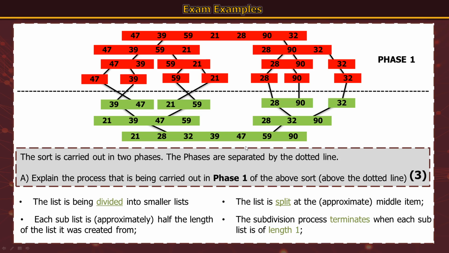And that's how you would get the 3 marks. I just want to talk about this little extra I've got here. Each sublist is approximate halves of the length that it was created from. It depends on how many items are in the list. So here I've got 1, 2, 3, 4, 5, 6, 7. Well, 7 split into 2 is not going to be a whole number, is it? Hence the reason why I've had to put here a 4 and a 3. So 3 marks, 3 clear points. I hope that helps.